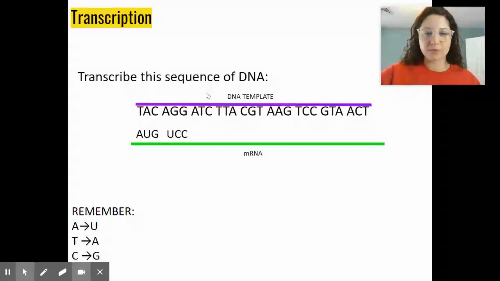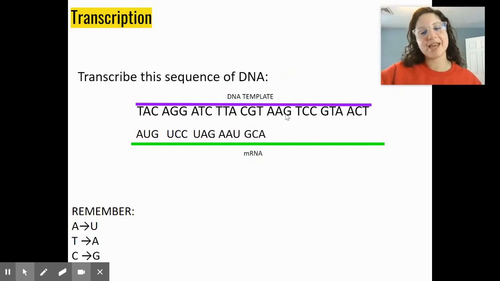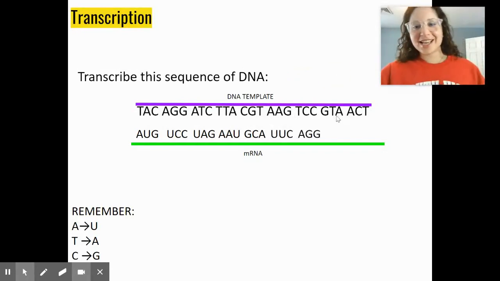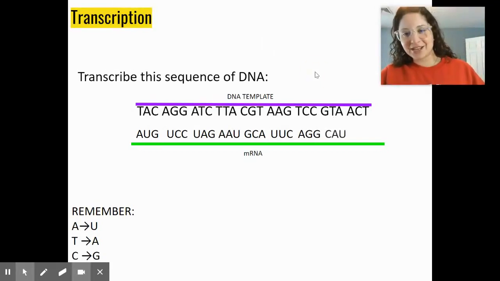TAC is going to pair with AUG. TTA is going to pair with AAU. CGT is going to be GCA. AAG is going to be UUC. TCC is going to become AGG. GTA is going to become CAU, and ACT is going to become UGA.